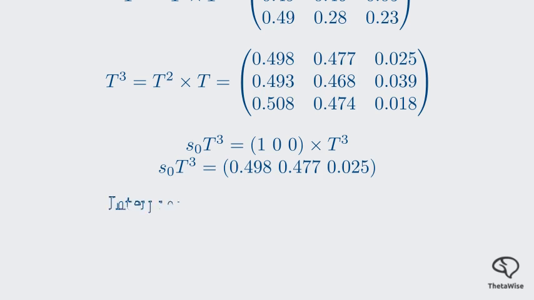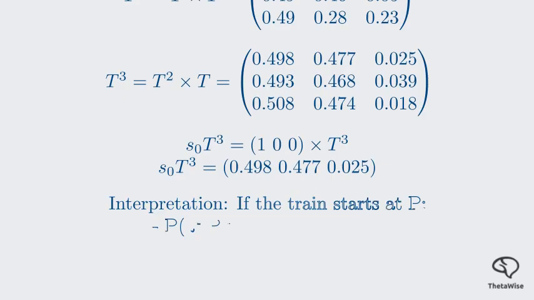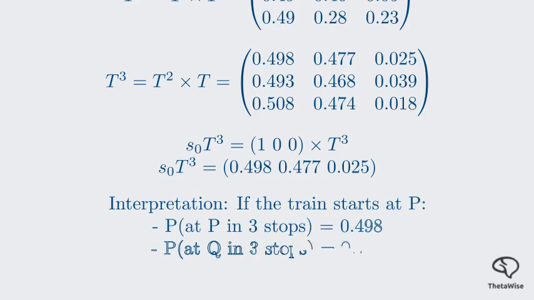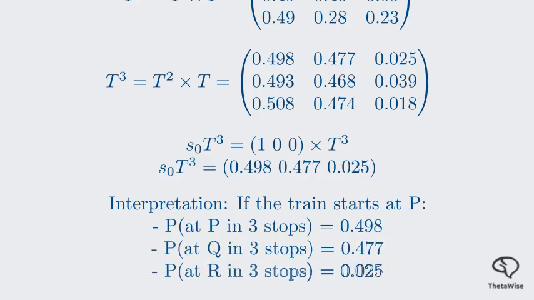To interpret this answer, if the train starts at station P, the probability it is at station P after 3 stops is 0.498. The probability it is at station Q is 0.477, and the probability it is at station R is 0.025. We have reached the 10-minute mark.